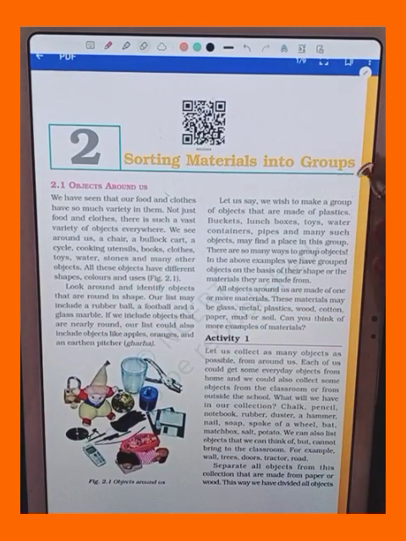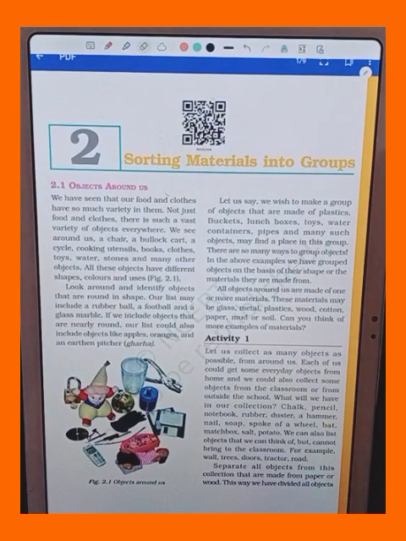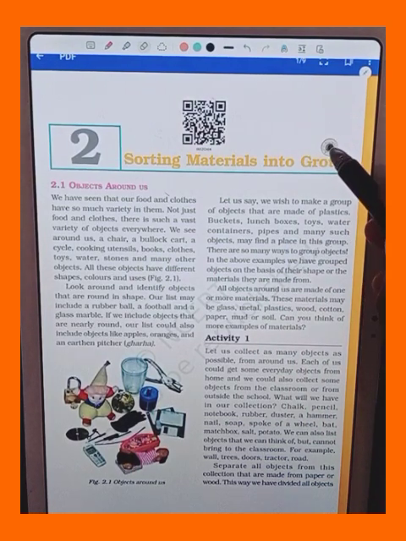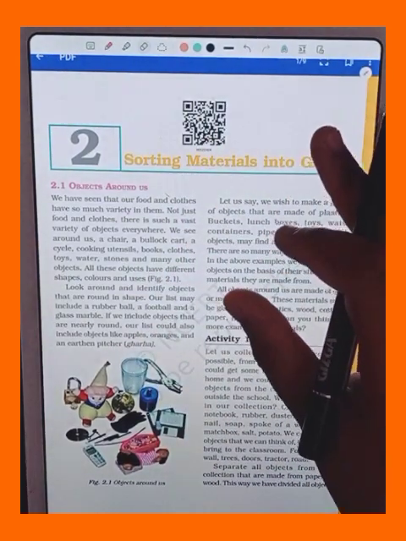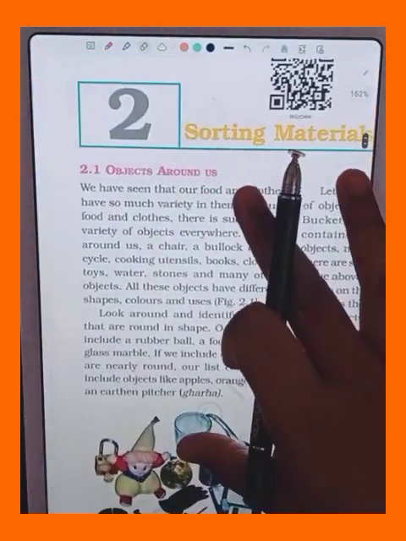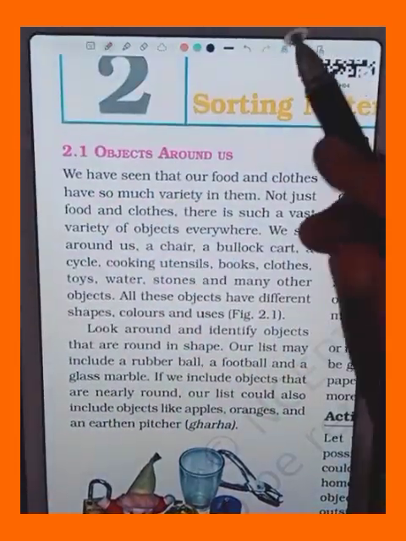Today we are going to start science chapter number 2, sorting materials into groups. This is of class 6 NCERT. I completed chapter number 1 of class 6 NCERT in the previous video I have uploaded. So today I will start this new chapter, chapter number 2, sorting materials into groups. This is part 1 of chapter number 2. So this is 2.1, objects around us.